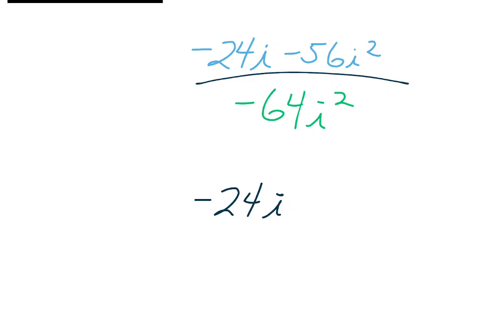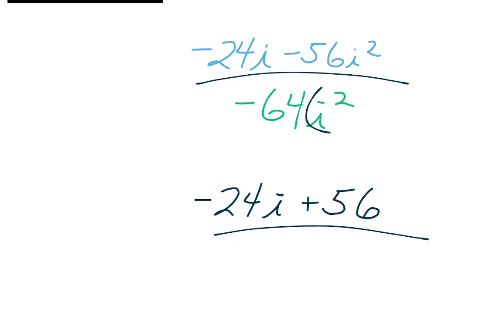Do you hear him? Negative 56i squared. That's the same as negative 56 times negative 1, and negative 56 times negative 1 is positive 56. And then negative 64i squared, same thing. That's like taking negative 64 times negative 1. It's going to be the same as positive 64.